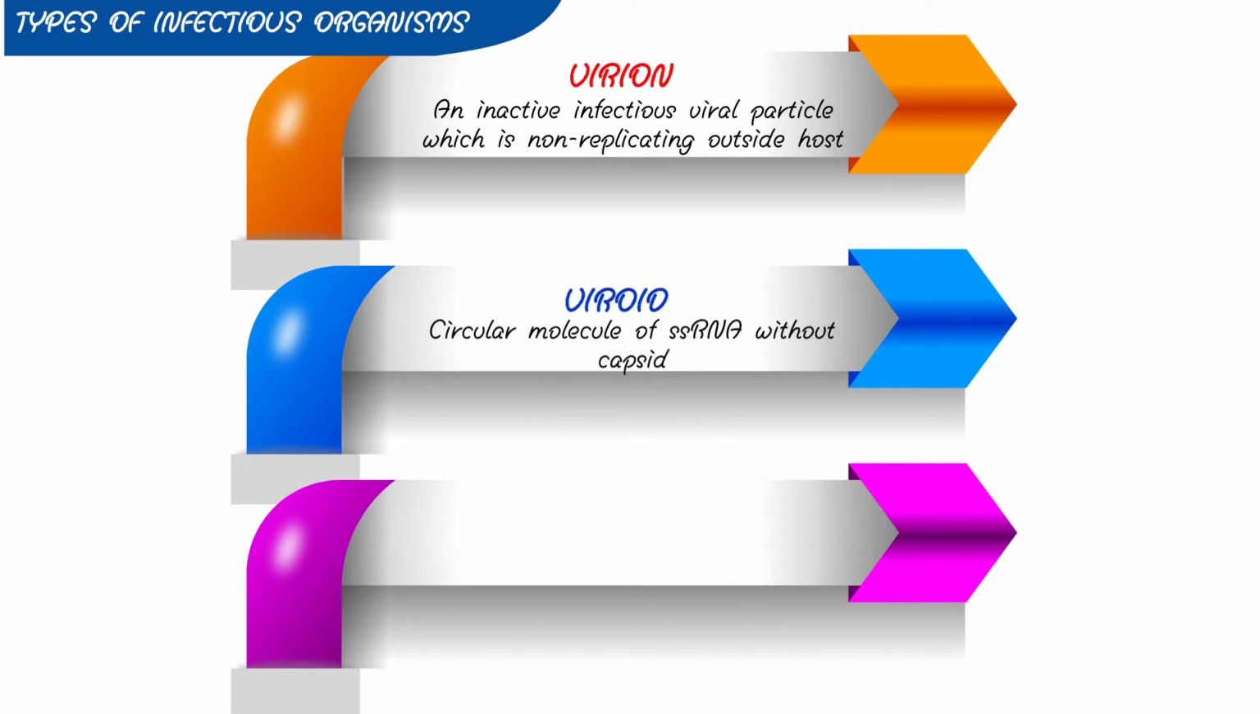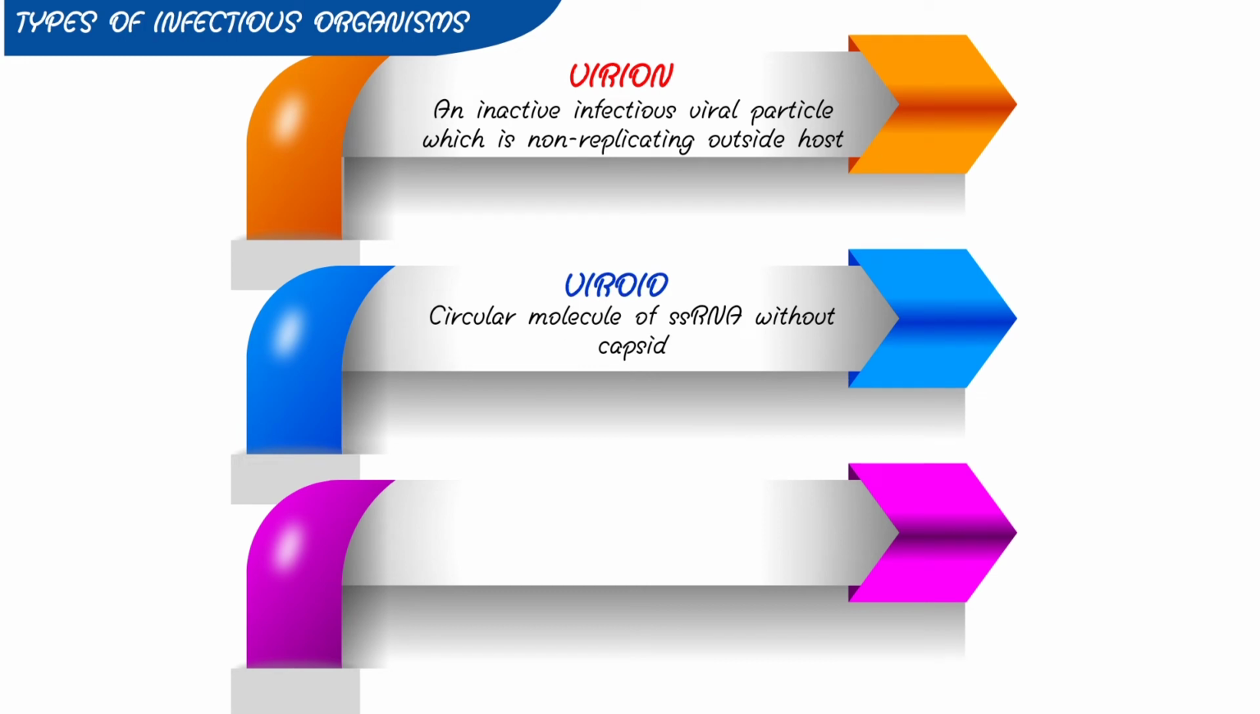Then the second type we have is viroids. So what are viroids? A viroid is a single circular molecule of ssRNA without a capsid. The ssRNA is circular in shape, but it doesn't have any capsid. You have seen the structure of a bacteriophage, right? It has a capsid-like structure, but here there is no capsid. That is what is called a viroid.